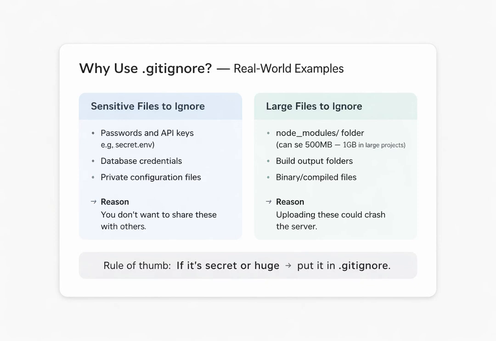The instructor gives two really practical categories of things you'd put in gitignore. First, sensitive files, things like passwords, API keys, or any secret configuration. You absolutely do not want those pushed to a shared repository where teammates or the public can see them. Second, large files. The classic example here is the Node modules folder in a Node.js project. This folder can easily be 500 megabytes, sometimes even a gigabyte or more on large projects. If you accidentally push that to a remote server, you could crash the server entirely. So the rule is simple. If it's secret or if it's huge, it belongs in gitignore.